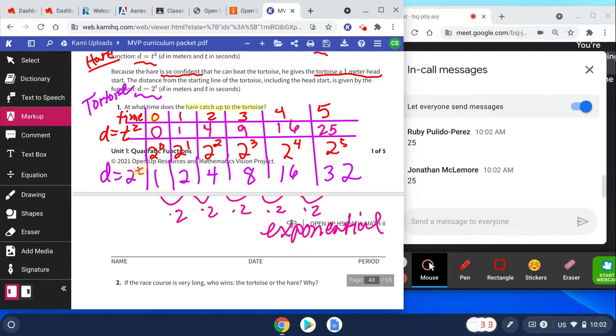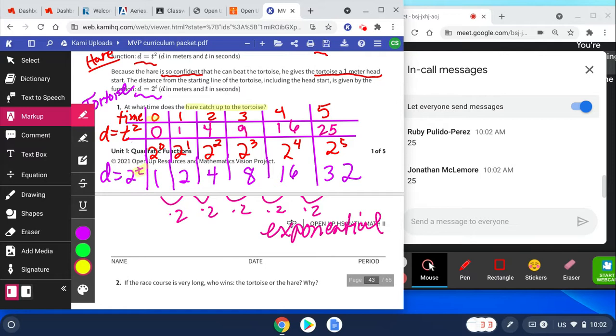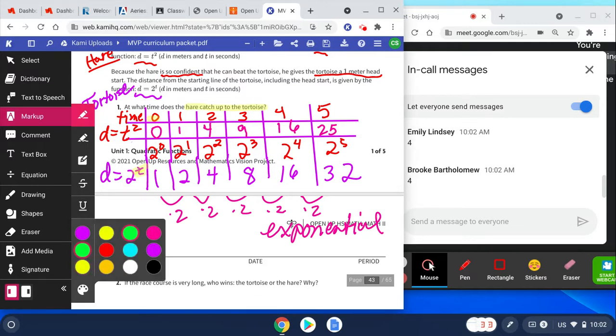I'm sorry, when does the hare catch up to the tortoise? Type in the chat, where do you see that they caught up to each other? Where are they the same distance? Nice, Valerie. Nice, Natalia. Okay, great. Do you guys see this right here that they're noticing? They're both at time 4.